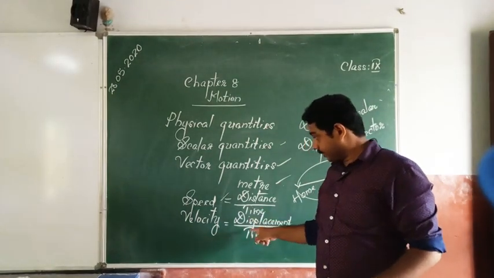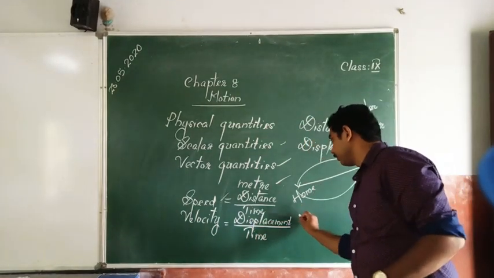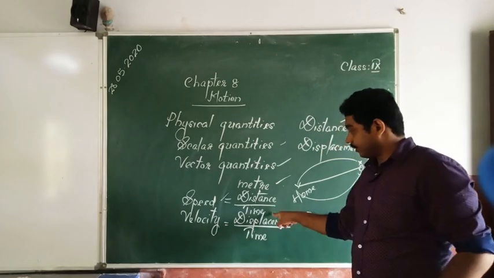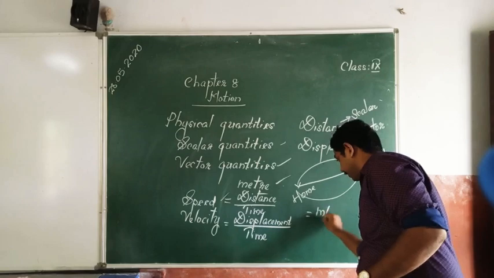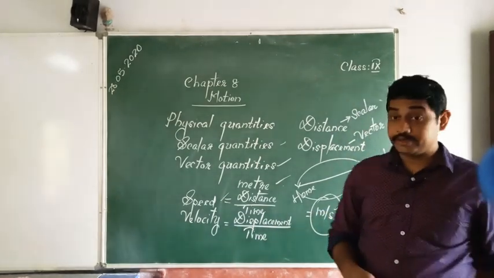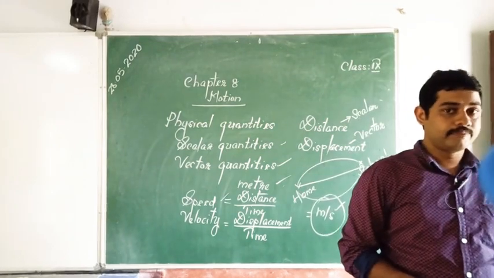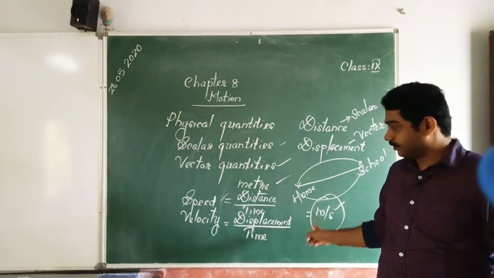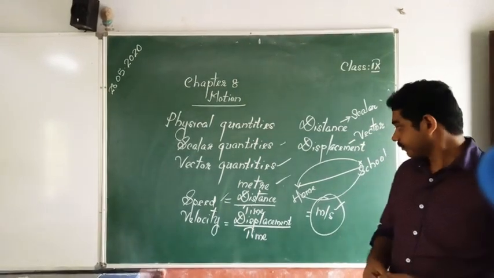The SI units of speed and velocity are the same. The unit of distance is meter and the unit of time is second. Therefore, the SI unit of speed and velocity is meter per second.